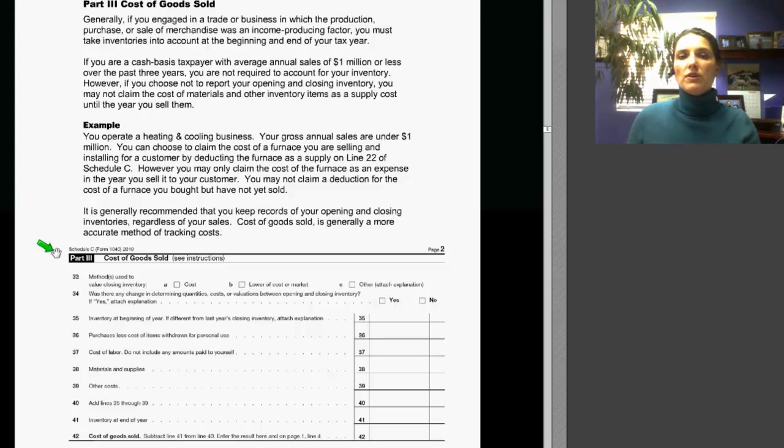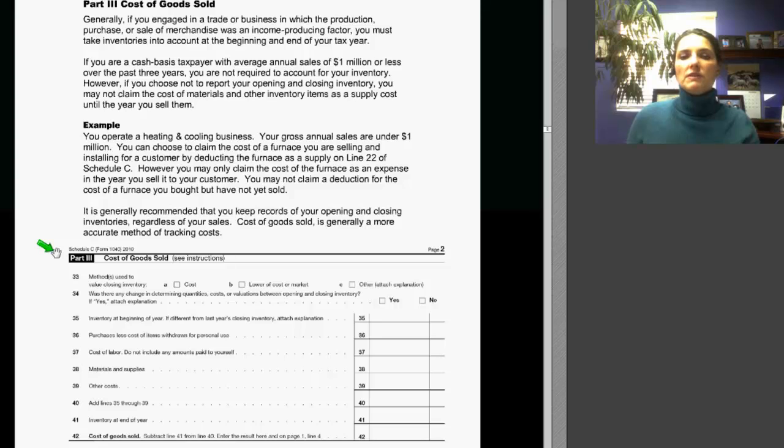However, if you choose not to report your opening and closing inventory, you may not claim the cost of materials and other inventory items as a supply cost until the year you sell them. And if you have to track them to see if you sold them, you may as well just track cost of goods sold. Example, you operate a heating and cooling business. Your gross annual sales are under $1 million. You can choose to claim the cost of a furnace you are selling and installing for a customer by deducting the furnace as a supply on line 22 of Schedule C.